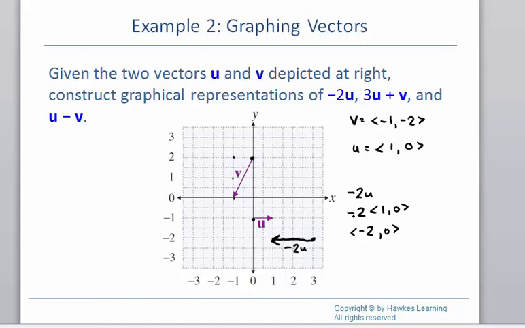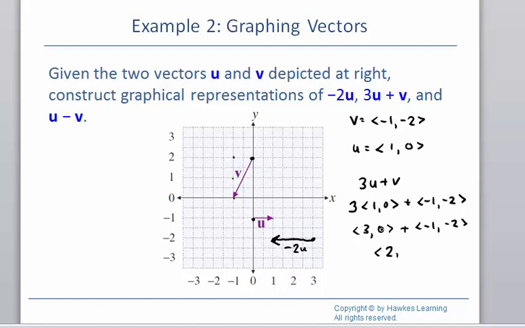All right, let's go ahead with 3u plus v. So again, we're going to do 3 times the component representation for u plus the component representation for v. Let's do our multiplication first. So 3 times 1 is 3. 3 times 0 is 0. And then remember, you're going to add the two verticals and the two horizontals. So we're going to add the first two components together, the 3 and the negative 1. That's going to make 2. We're going to add the 0 and the negative 2, and that's going to make negative 2. All right, so there is our component form for our answer.